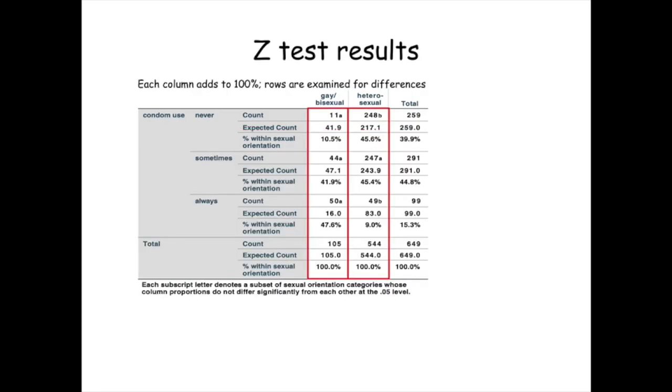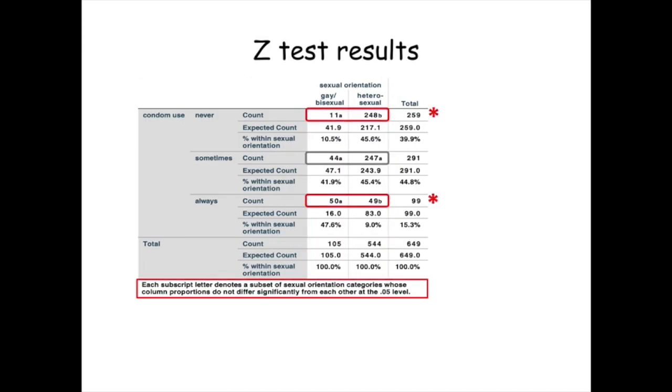We asked for percentages by the explanatory variable, sexual orientation. This is the column variable, so each column will sum to 100%. The footnote at the bottom of the table provides a guide to interpreting these results.